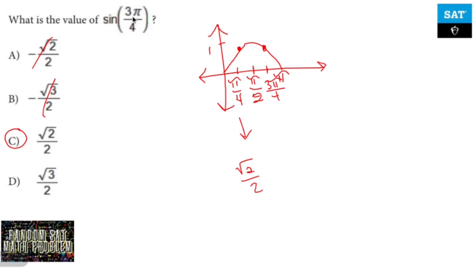But again, if it's not a calculator section, you're basically saying, all right, well, pi over 4 is in the same exact spot as 3 pi over 4, so sine 3 pi over 4 is the same as sine pi over 4. Therefore, the answer is root 2 over 2.